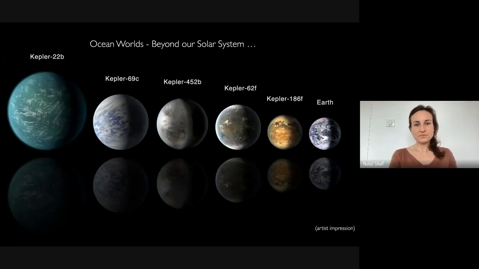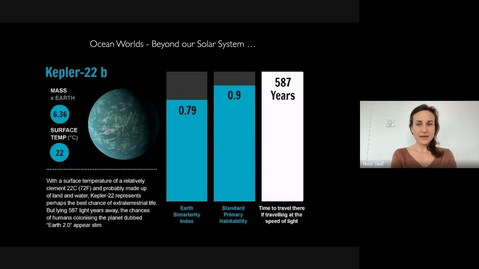Okay, here are a few examples of some ocean worlds. Maybe you've heard about the Kepler mission. It was a very successful mission that discovered the most exoplanets with the transit method. Here are a few of them. Some of them we call super Earths, between 1 and 8 times the mass of the Earth, and they have a huge amount of water. Here's the example of Kepler 22b. It's 6 times the mass of the Earth, and its surface temperature is 22 Celsius.